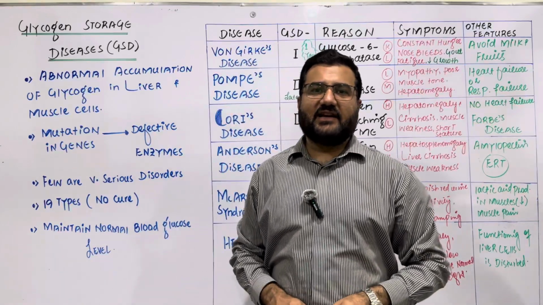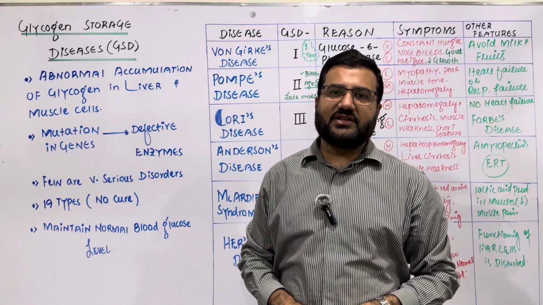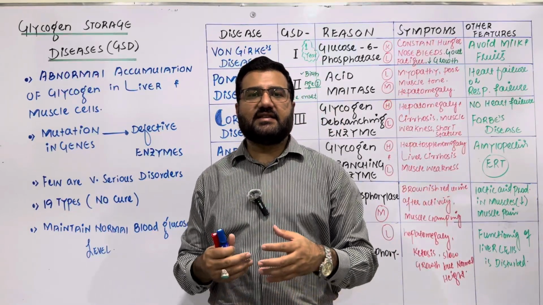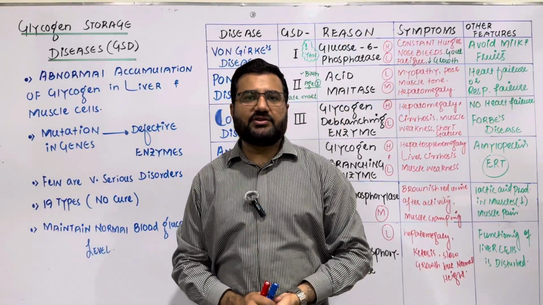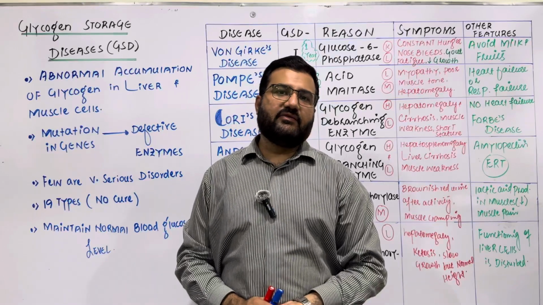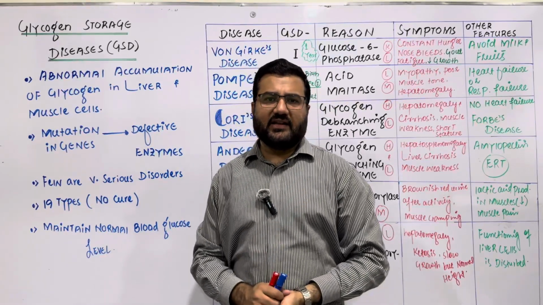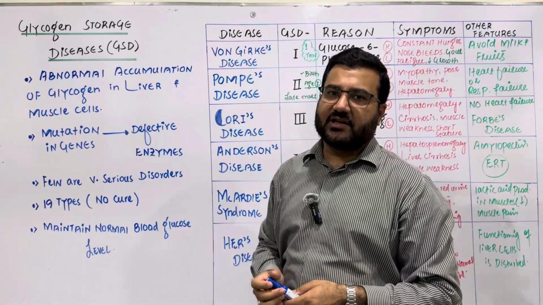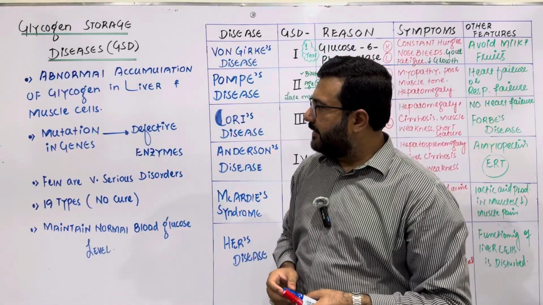Welcome dear students, let us have a quick revision of the glycogen storage diseases, GSDs. As the name indicates, these diseases are due to abnormal accumulation of glycogen in the liver and muscle cells, and very rarely in the heart and kidney cells. Glycogen is the stored form of carbohydrates in the human body.